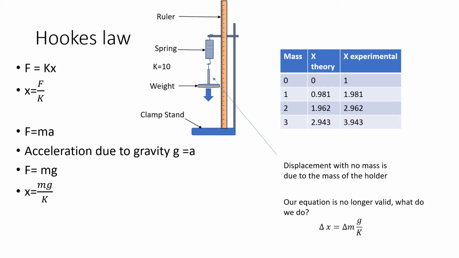So the solution is to change our equation into a differential equation. So instead of just relying on a specific value of extension and a specific value of mass, we're looking at the change in extension due to a change in mass, and they're related to each other through the acceleration due to gravity and the stiffness k.